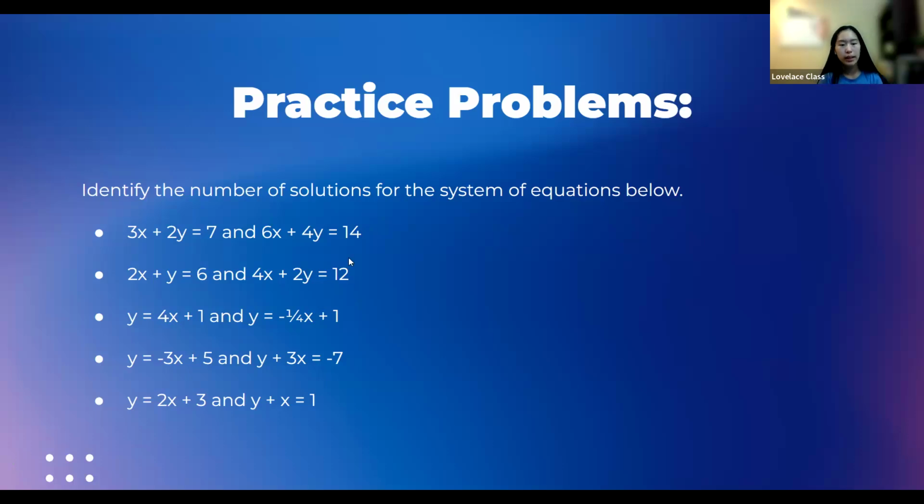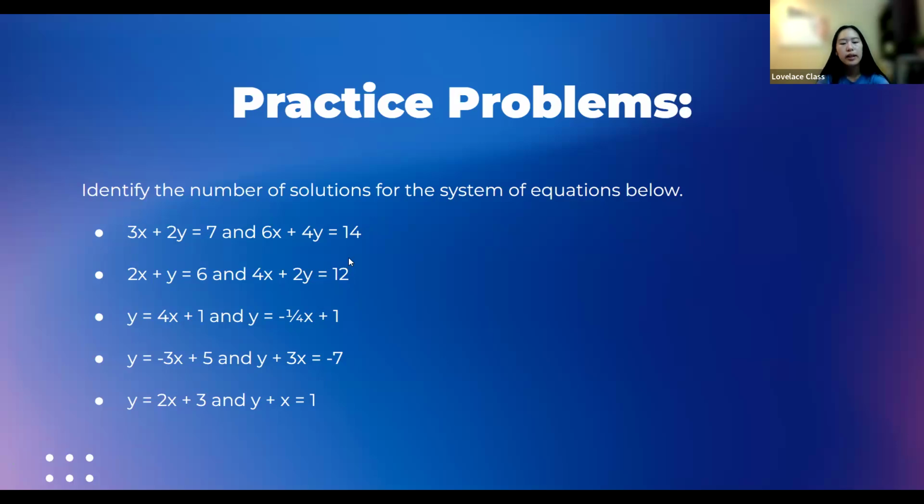Then for problem 3, we have y equals 4x plus 1 and y equals negative 1/4 x plus 1. Well, if we look here, we can see that their x coefficients are different, right? 4 and negative 1/4 are not the same. And the y-intercept is the same. So we can instantly know that there is only one solution to this one.